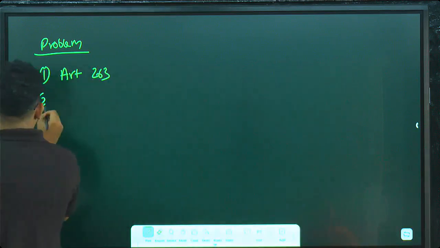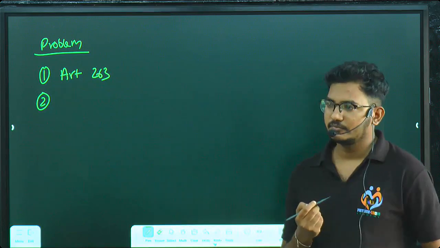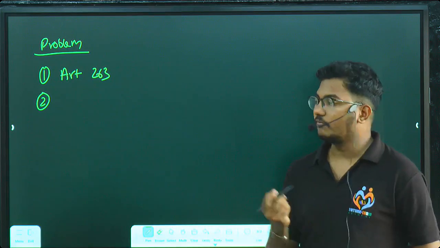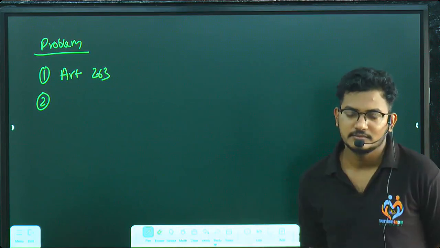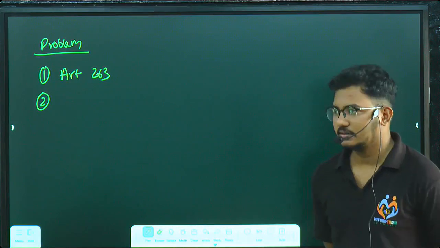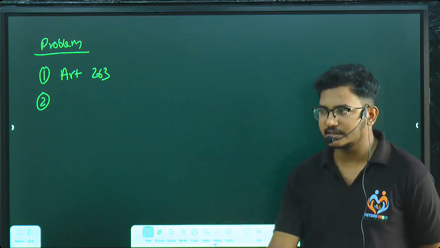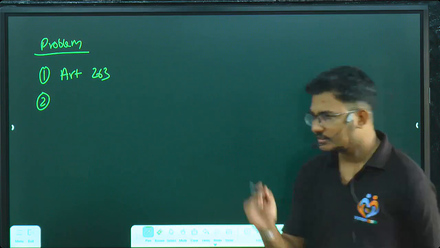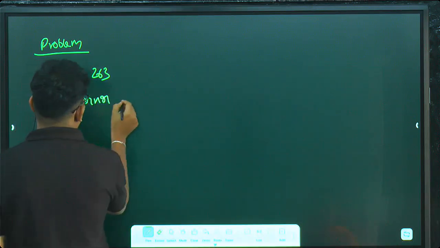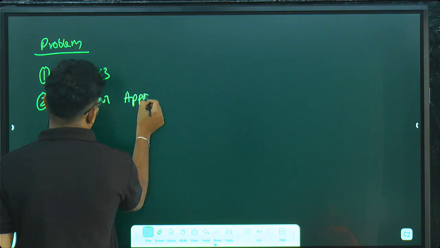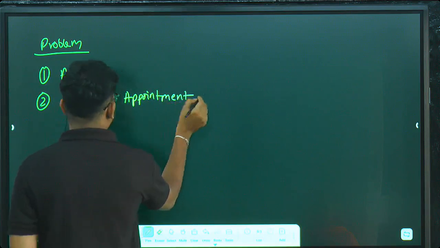Second problem is the governor of the state. He is appointed by the president, and somewhere he is acting like an agent of the center in the state. So governor appointment may create conflict between center and state.